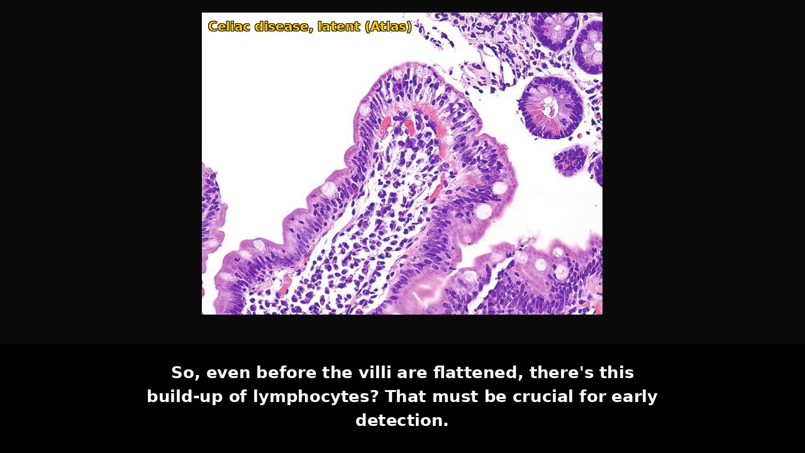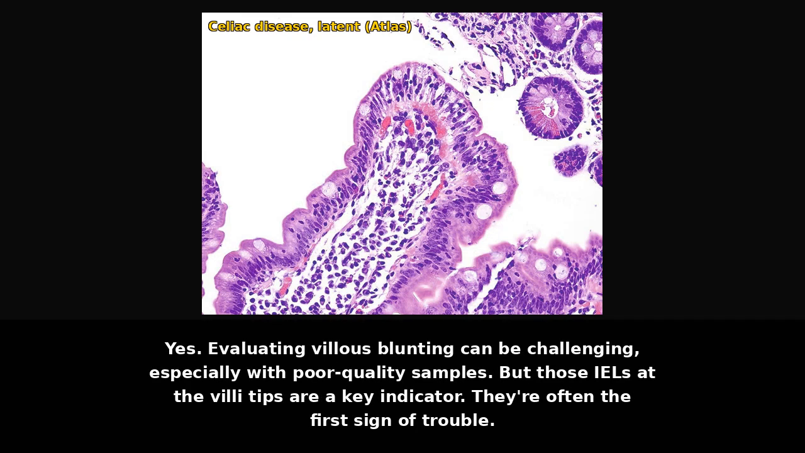So even before the villi are flattened, there's this buildup of lymphocytes. That must be crucial for early detection. Yes, and evaluating villus blunting can be challenging, especially with poor quality samples. But those IELs at the villi tips are a key indicator. They're often the first sign of trouble.